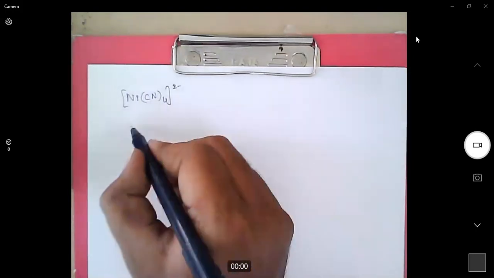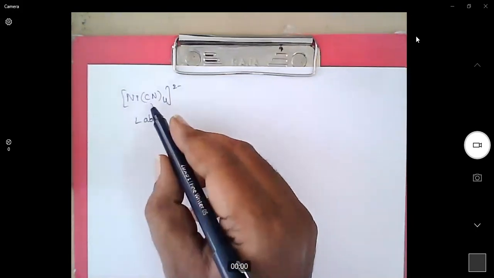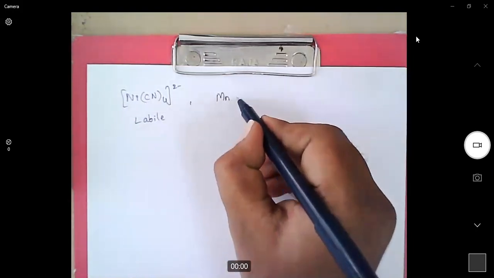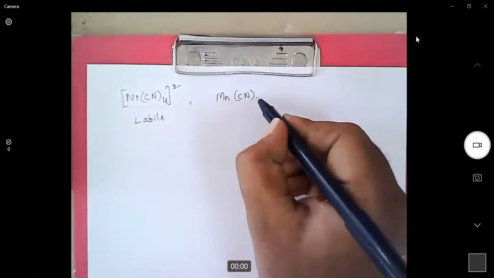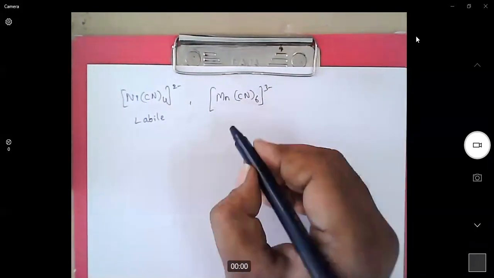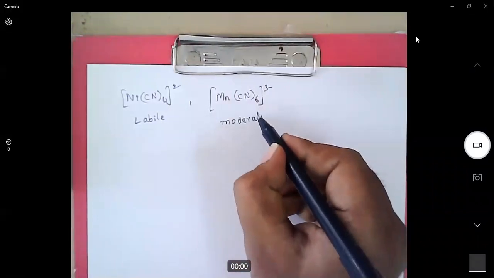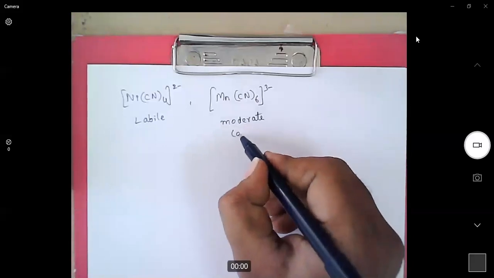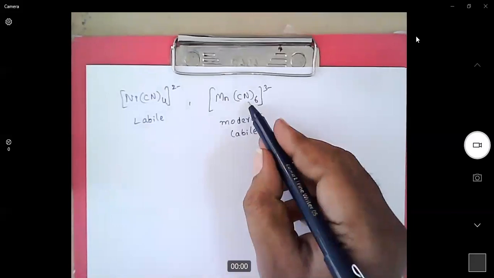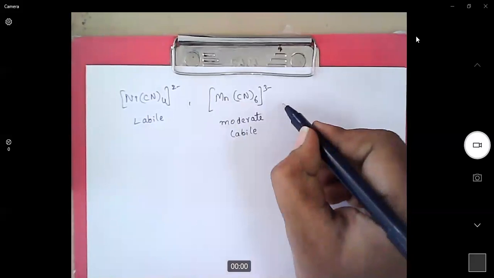The tetracyanonickelate(II) ion is a labile complex. That means the cyanide ligands can be exchanged with other ligands in a reaction. Whereas the hexacyanomanganate(III) ion is moderately labile. That means its reactivity is very low. The cyanide ligands can be exchanged with other ligands, but the rate of reaction is very slow.